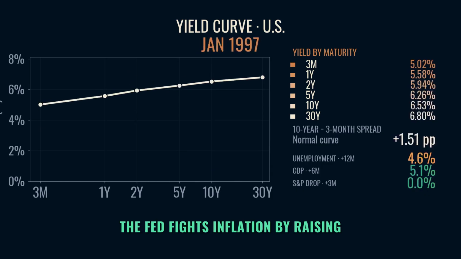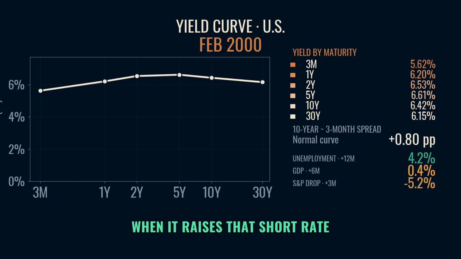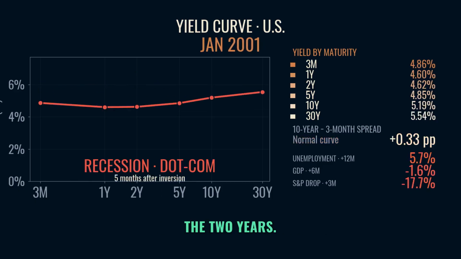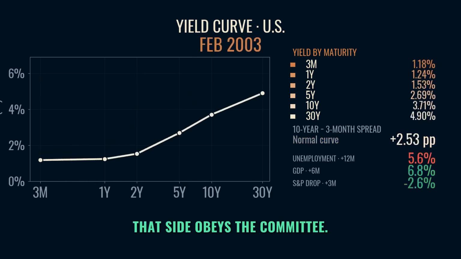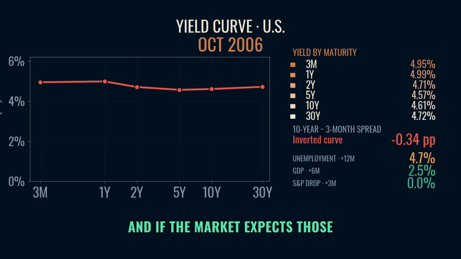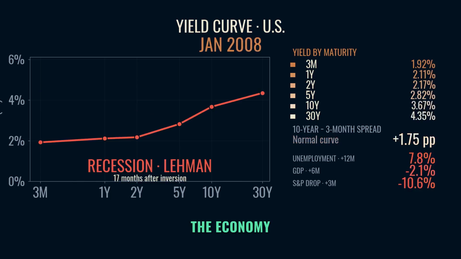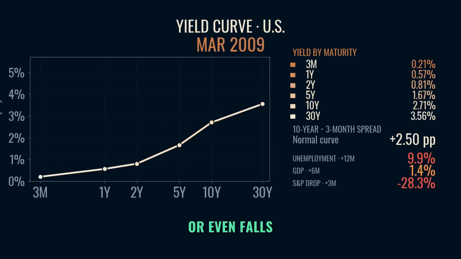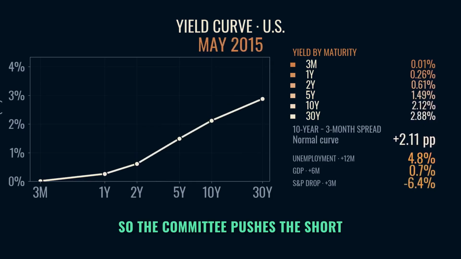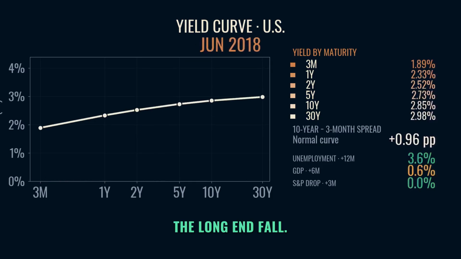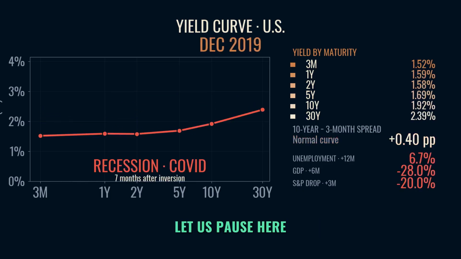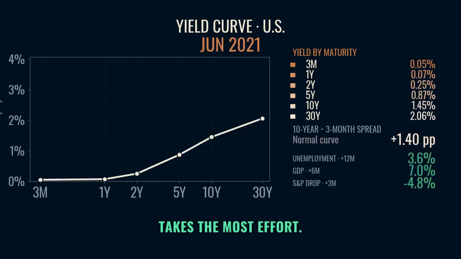The Fed fights inflation by raising the short-term interest rate. When it raises that short rate, it lifts the left side of the curve, the 3 months, the 2 years. That side obeys the committee. Meanwhile, the other end, the long end, looks to the future. And if the market expects those high rates to end up slowing the economy, the 10-year yield stays put, or even falls, anticipating that in the future rates will have to come down again. So the committee pushes the short end up while the market lets the long end fall. The result, the short end above the long end. The curve inverts.